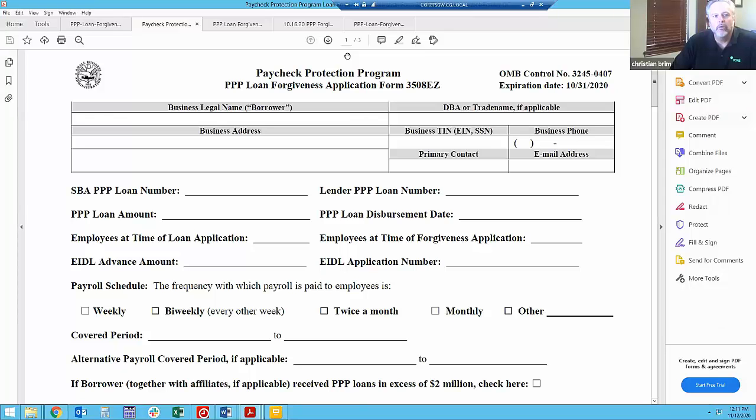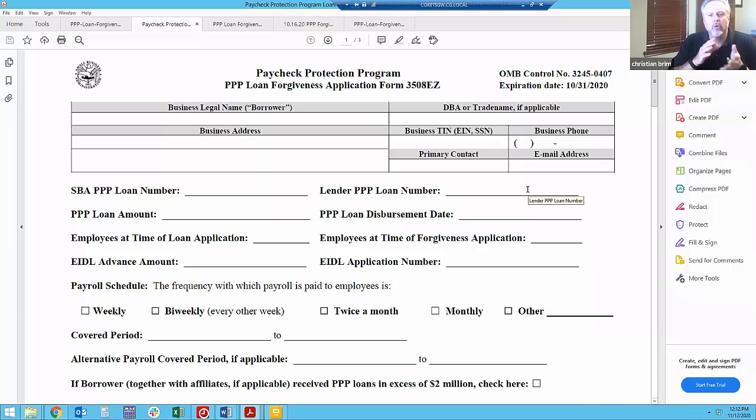Okay, so let me rephrase that and make sure I got that right. If you had to fire somebody for cause, that doesn't count into the 25%. Correct. Even if I didn't replace them. Correct. If questioned, you have to show that you did have cause to fire them or, if they did quit, that you did try to rehire somebody.